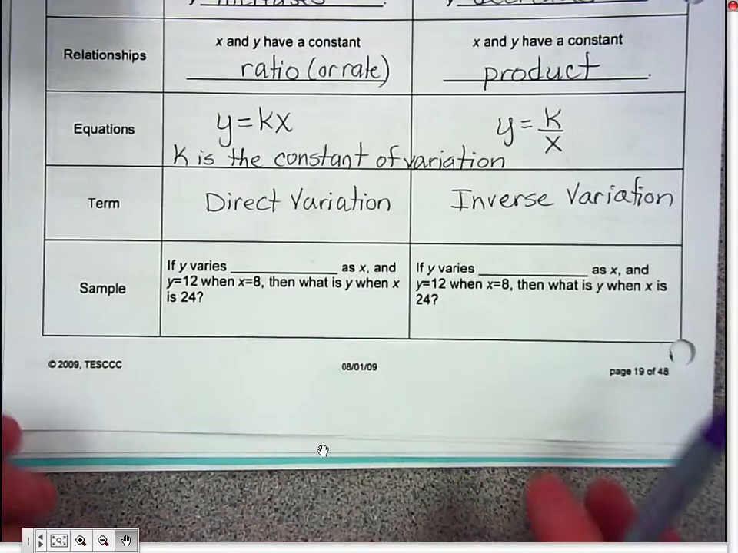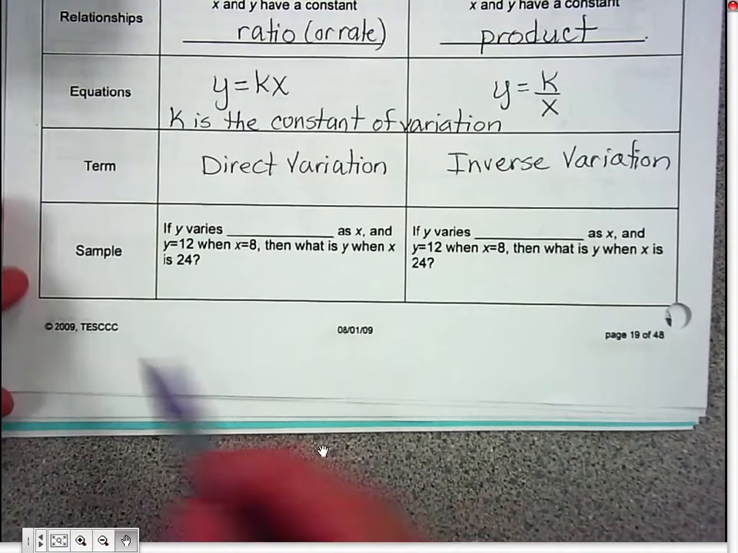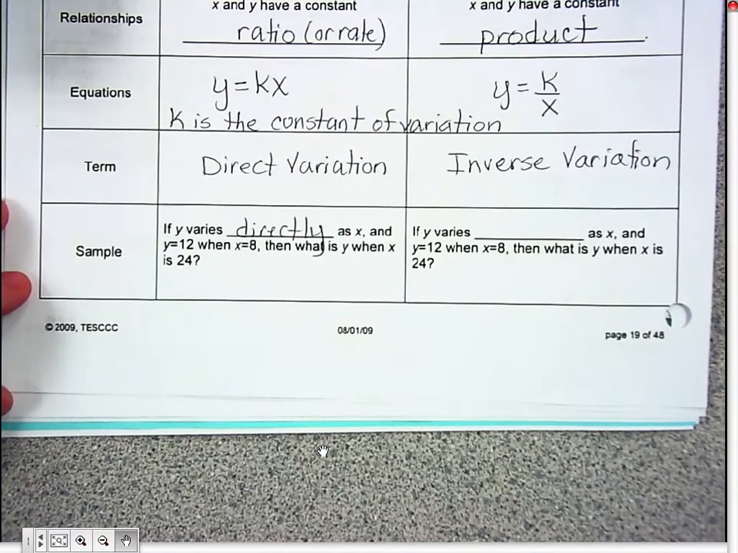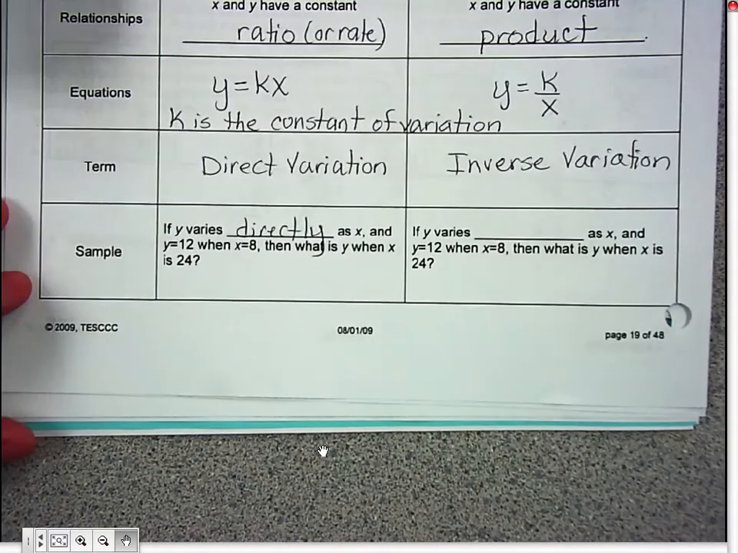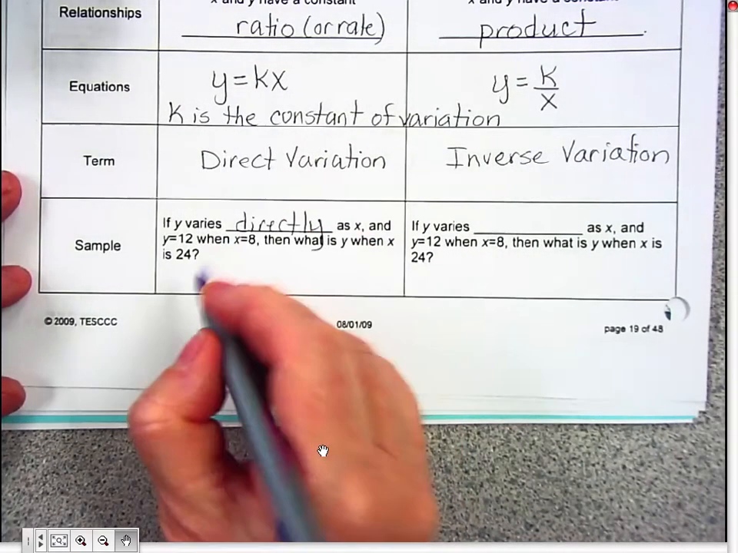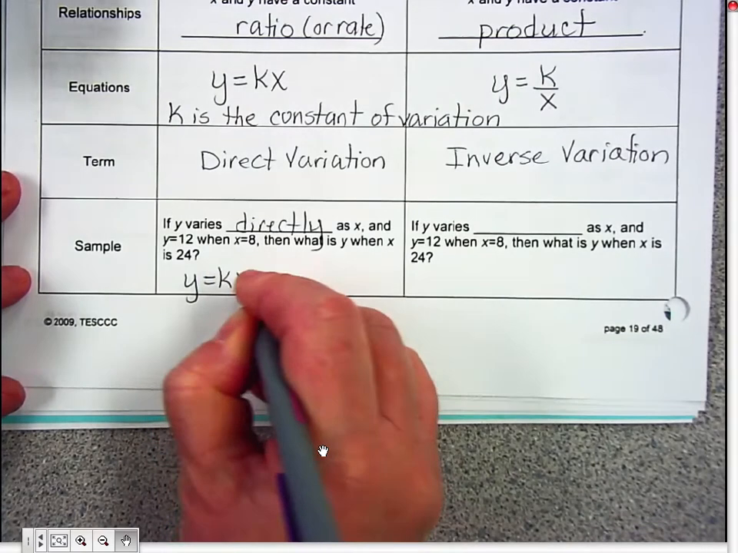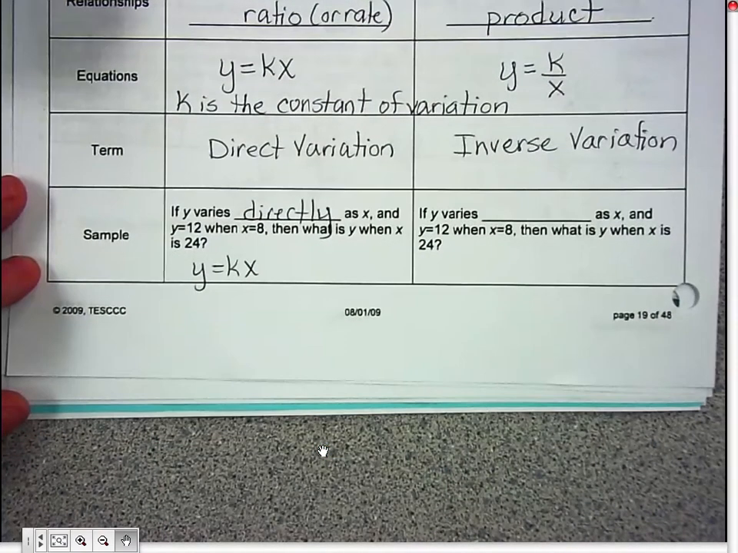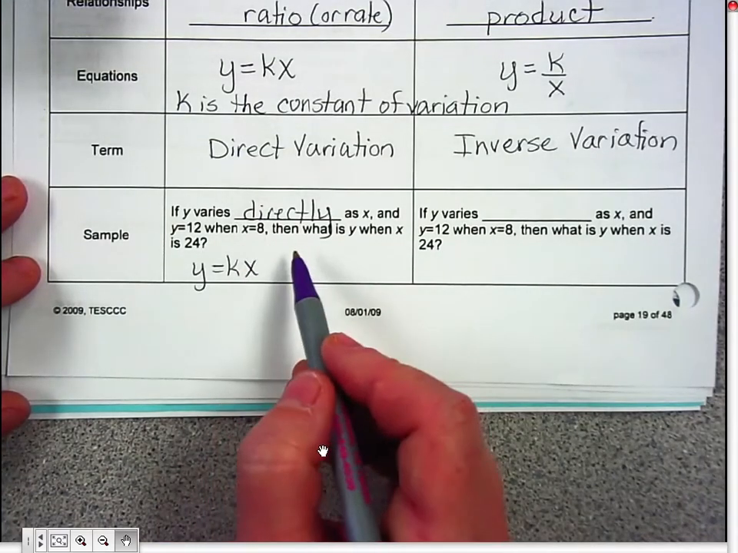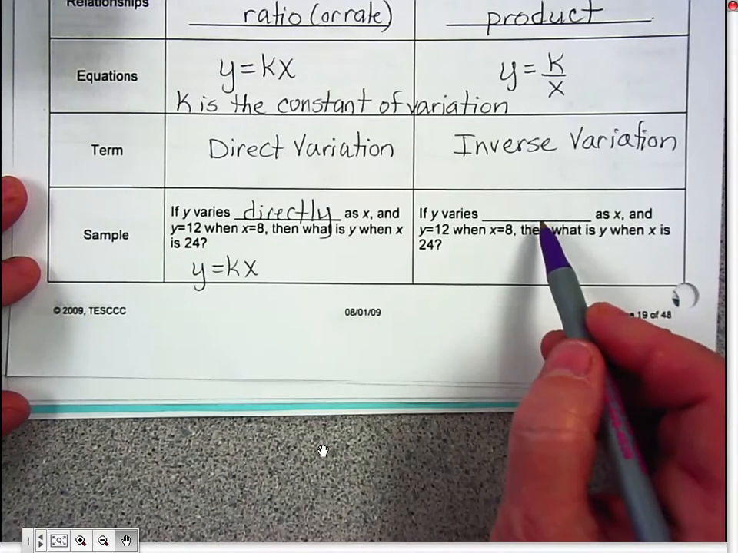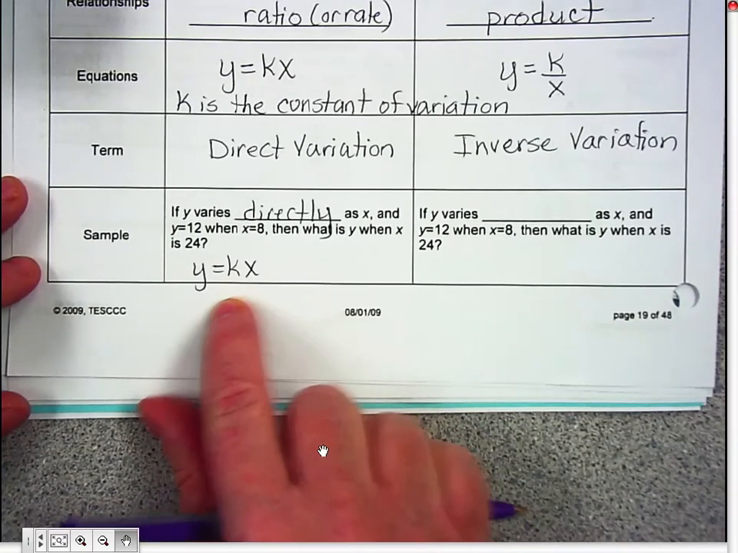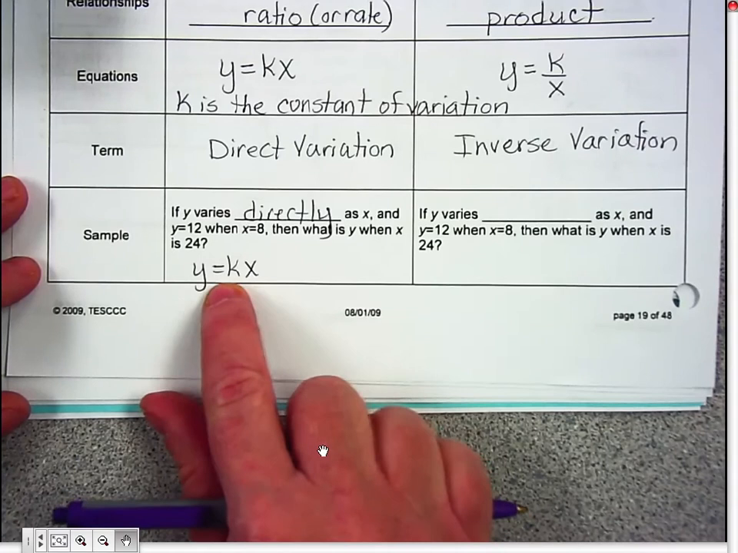Here's a sample of what you're going to be doing. If Y varies directly as X, and Y equals 12 when X equals 8, then what is Y when X equals 24? We are going to start with this equation, Y equals KX, because that's the direct variation equation. I know that you can do this a different way. You can set up a proportion, but you can't do that for inverse. So we're going to learn how to do it this way for both. Plus, a lot of questions will ask you what's the constant of proportionality or what's the constant of variation. So you have to be able to find the K.